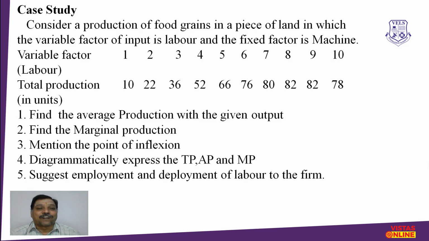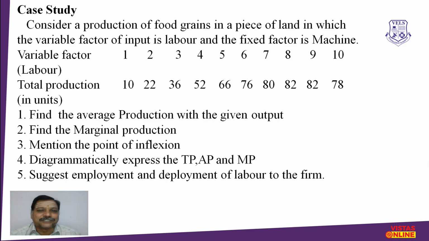Consider a production of food grains in a piece of land in which the variable factor input is labor and the fixed factor is a machine. So, one fixed factor input and variable factor labor. They have given the values: first labor, second labor, up to 10 laborers. When they employed, the total production is 10, 22, 36, 56 up to 78. So, this is the output when the labor is employed one by one.